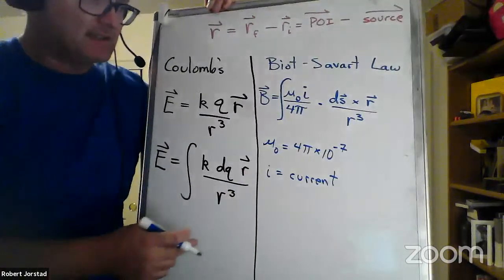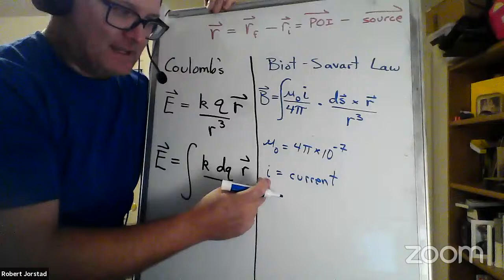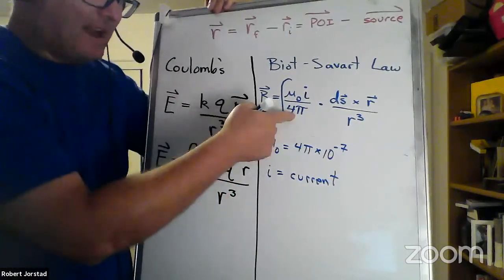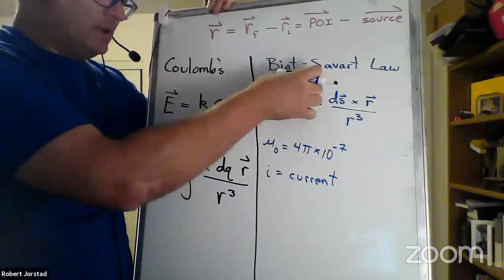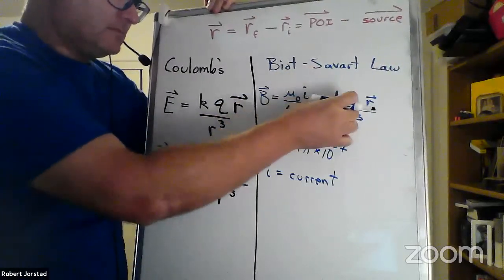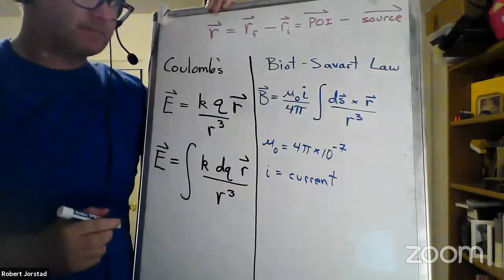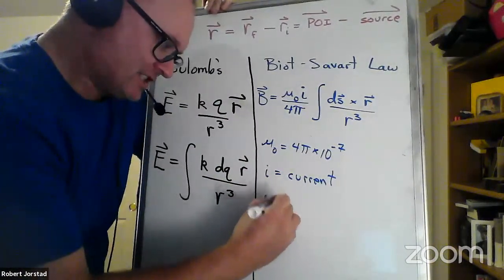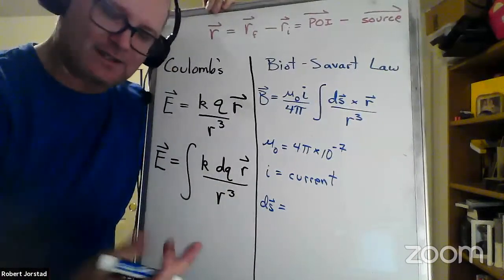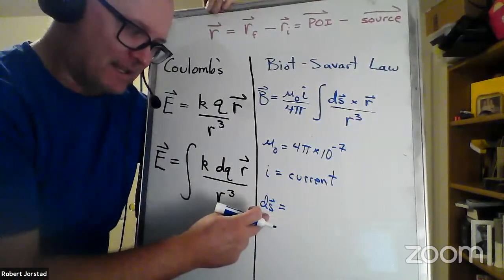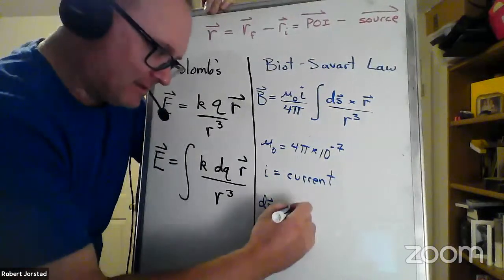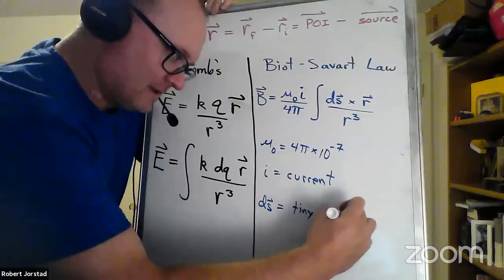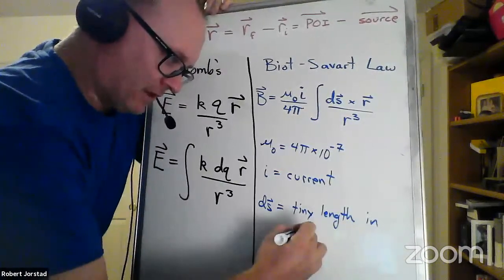So mu naught is some constant, I is going to be a constant for us, the current in a wire segment, and 4 pi is a constant. All that stuff will just pop out like this. And what is ds? Just like when we did forces on wires, ds is basically a smaller bit of length, a tiny length in the direction current flows.